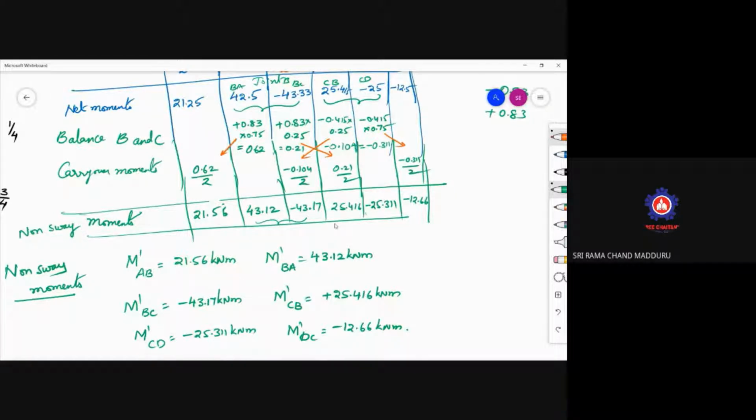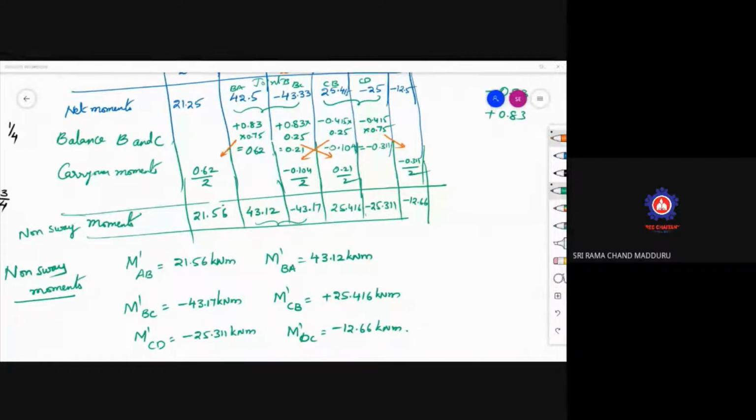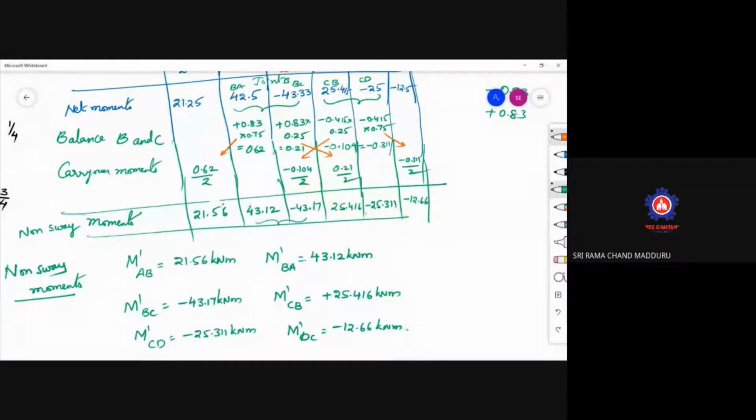So, till now what we have done is, without considering the sway effect, we have calculated the moments. Nowhere we have introduced the sway value. Simply, whatever the problem we have done with respect to without any deflection, in a similar manner, we completed this problem. Now, what we will do is, we will do sway analysis. Remember these values, these are considered as non-sway moments.